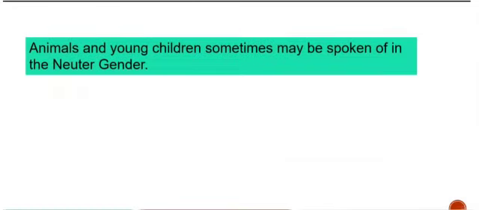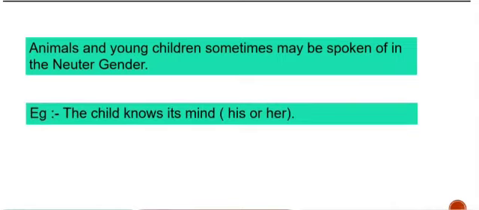Animals and young children sometimes may be spoken of in the neuter gender. Like, the child knows its mind. Instead of saying the child knows his mind or her mind, we say the child knows its mind.